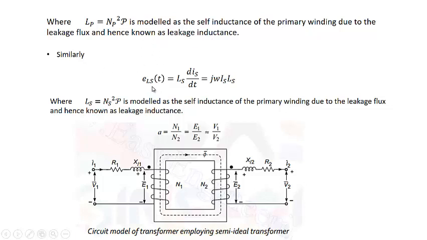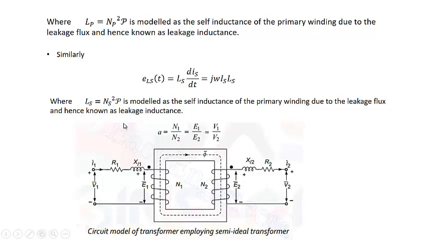Similarly, ELST is equal to Ls dis by dt, which is equal to j omega Ls Is. So this will also be the inductive voltage drop in the secondary circuit. While Ls is equal to Ns square psi, it is modeled as the self-inductance of the secondary winding due to the leakage flux, and this is also known as the leakage inductance of the secondary side.